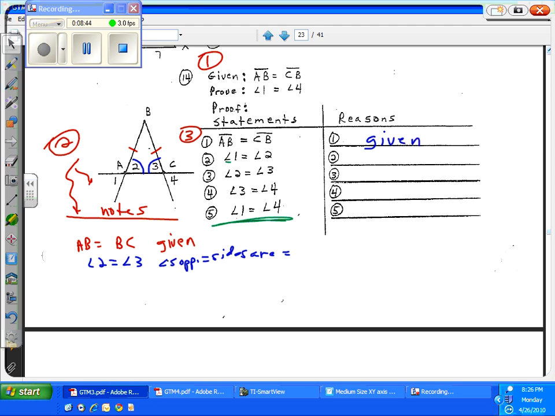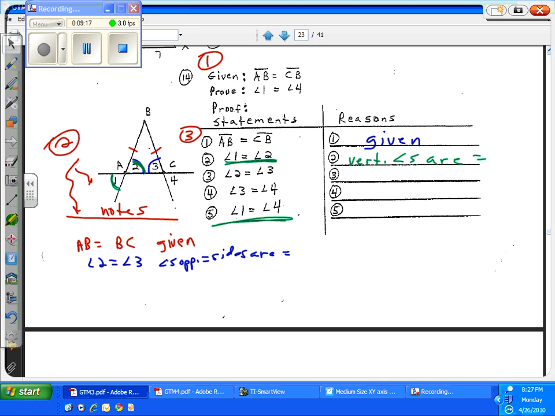We go to the second statement. It says angle 1 is equal to angle 2. We look in the given. It's not there. So we go to the diagram. Angle 1 and angle 2. Here's angle 1. Here's angle 2. It wasn't already marked, but we're going to go ahead and mark it because we can see that they're a special kind of angle. They are vertical. Vertical angles are equal. That's angles across from each other when two lines intersect.